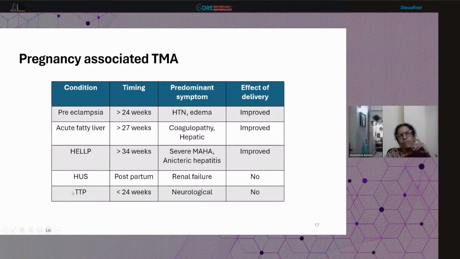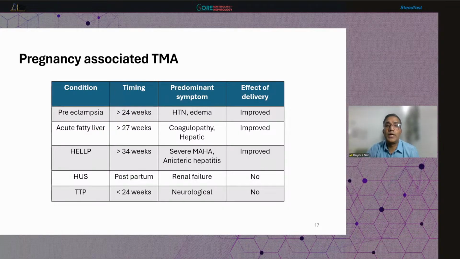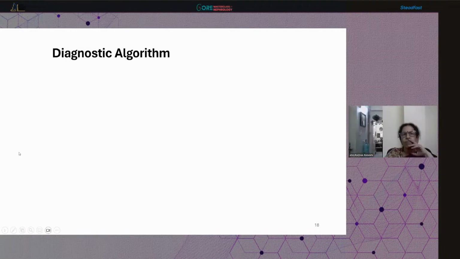Pregnancy-associated TMA. One possibility was a young woman who had a pregnancy which was wasted and she was not aware of. However, all these conditions of preeclampsia, acute fatty liver, HELLP occur after 20 weeks. While there is an entity known as postpartum HUS, which is not related to all of this, but again, it is a complement or an immune complex mediated HUS.